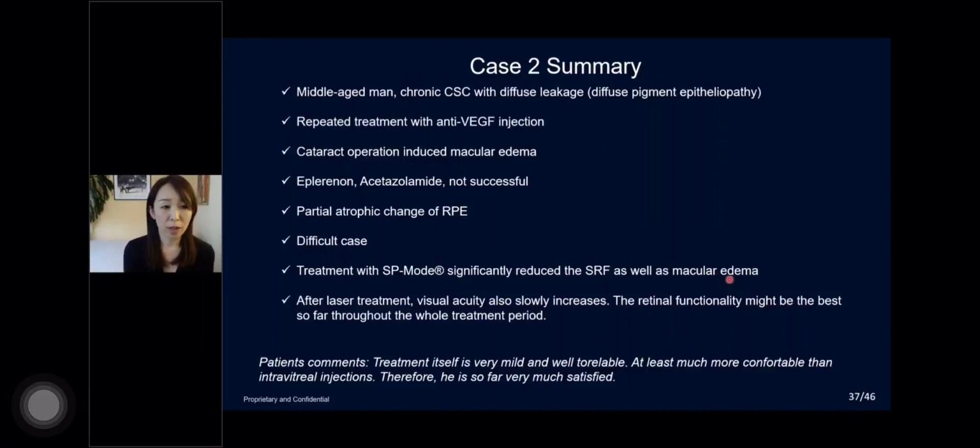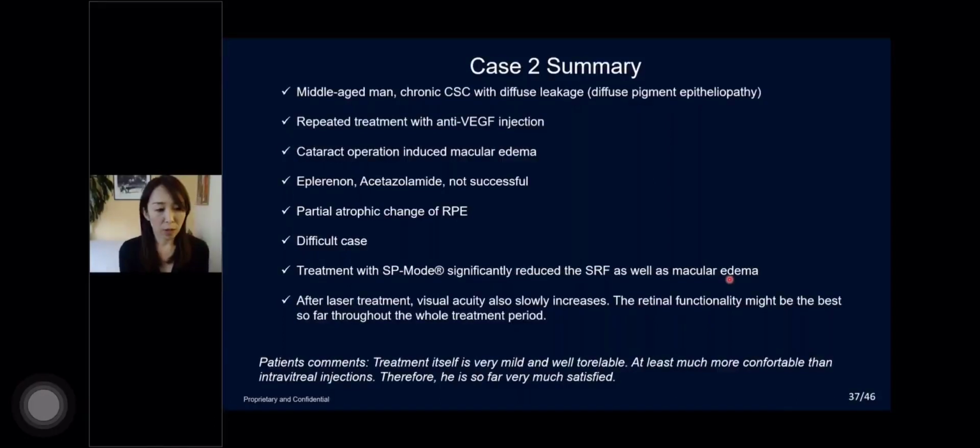Again, a middle-aged man with very chronic CSC with diffuse leakage, called diffuse pigment epitheliopathy. He also got repeated treatment, including anti-VEGF injection. And the cataract operation probably induced macular edema, so this also caused additional damage. Epinephrine and acetazolamide were also given, but they couldn't reduce the edema and subretinal fluid. And there was partial atrophic change of the RPE. So everything considered, this case was very difficult.